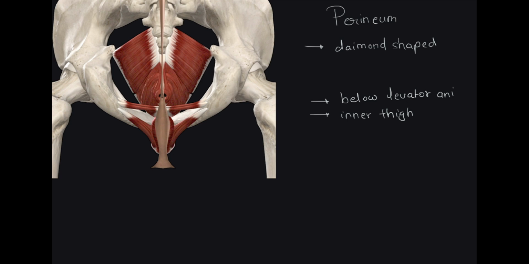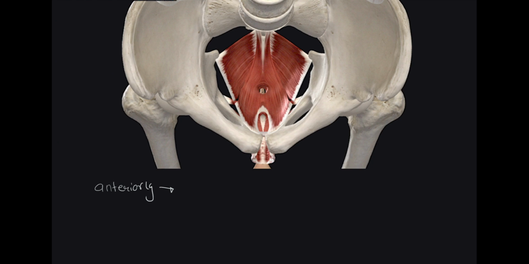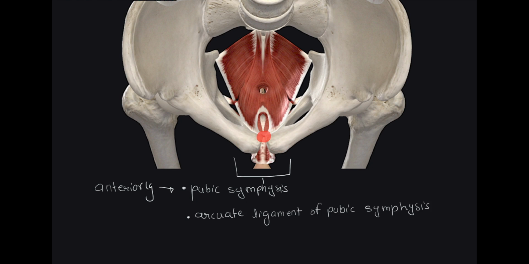There are no vertebrae here, so we're going to be making use of the bones that are present in the vicinity of the perineum. So anteriorly, if you're looking at it, you can observe that there is the pubic symphysis. The pubic symphysis is just the meeting point of the two pubic bones. Then we can find the other ligament. There's a small little ligament right here, shaped like a small block, that is known as the arcuate ligament of the pubic symphysis.